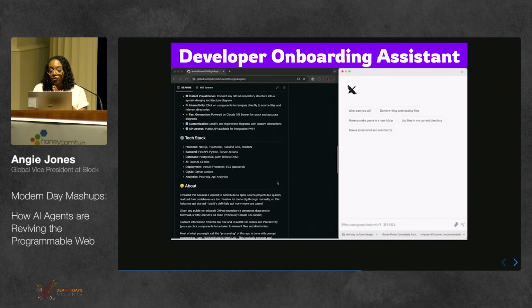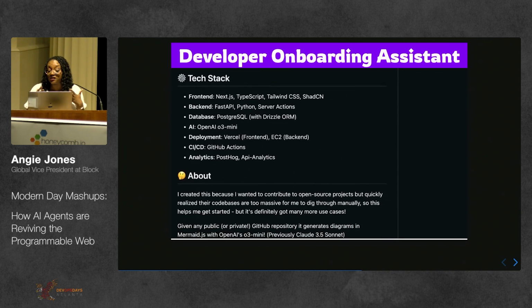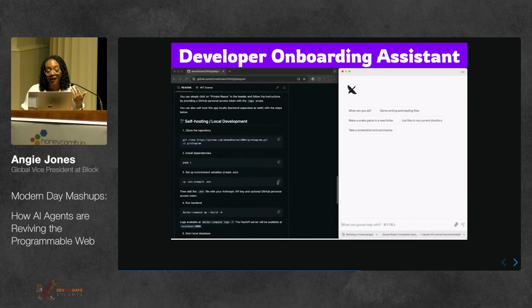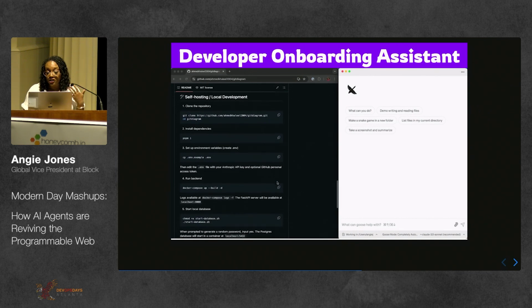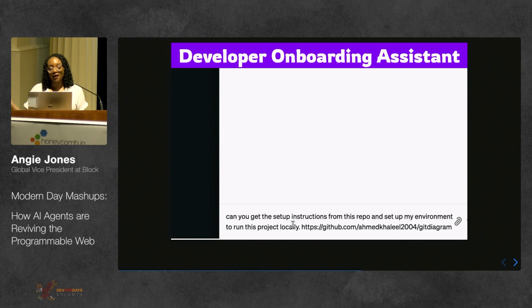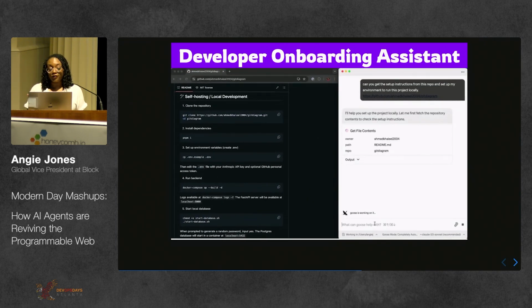So I want to set up this Git diagram project locally, and it has an extensive stack complete with front-end, back-end, database, AI, deployment, you name it. So there are great instructions here on how to clone the repo, install the dependencies, configure the environment, spin up containers, start the database. But it's a lot of manual work, y'all, and I'd rather spend my time on something else. So I'm going to give Goose this repo and have it do it for me.